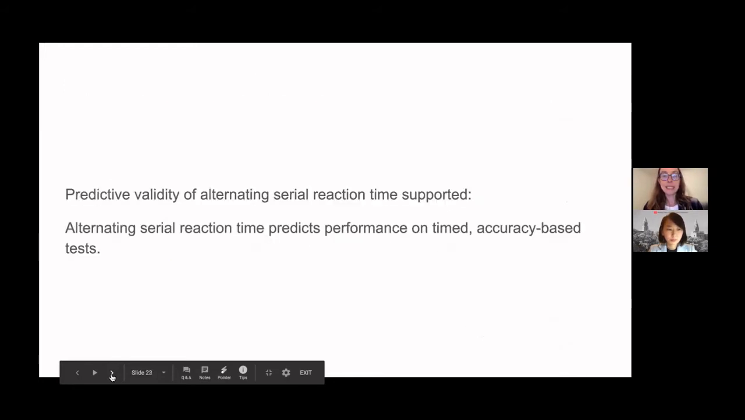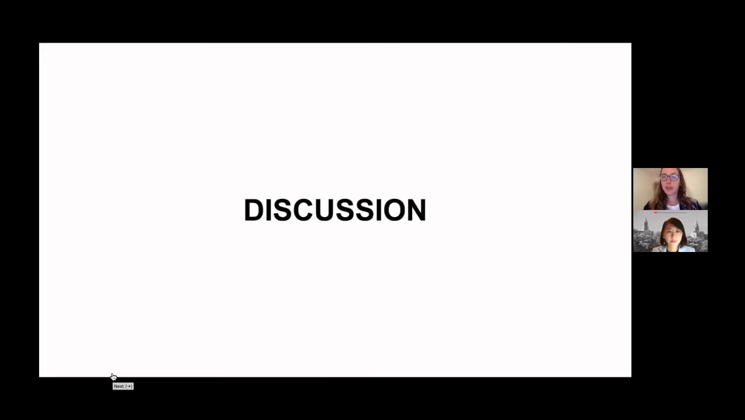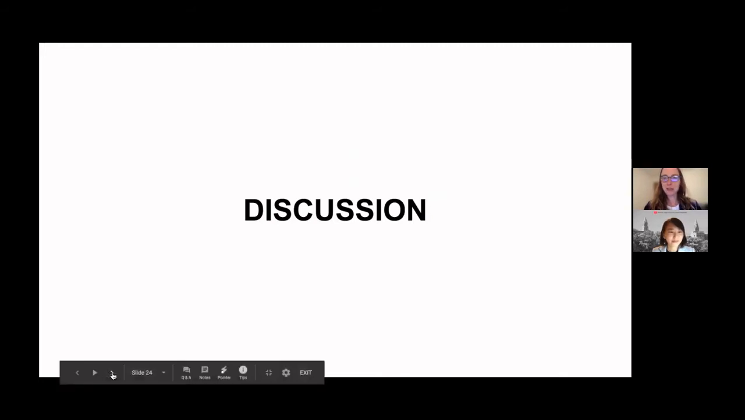This indicates then that we have support for the predictive validity of this task as a measure of implicit statistical learning aptitude, and at the same time also support for the construct validity of the timed accuracy-based tests as measures of implicit knowledge. So then what does this all mean for the construct of implicit statistical learning aptitude?